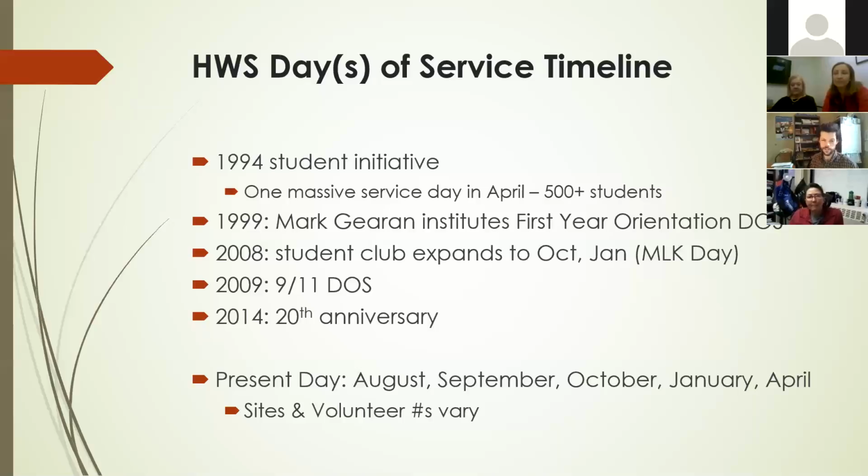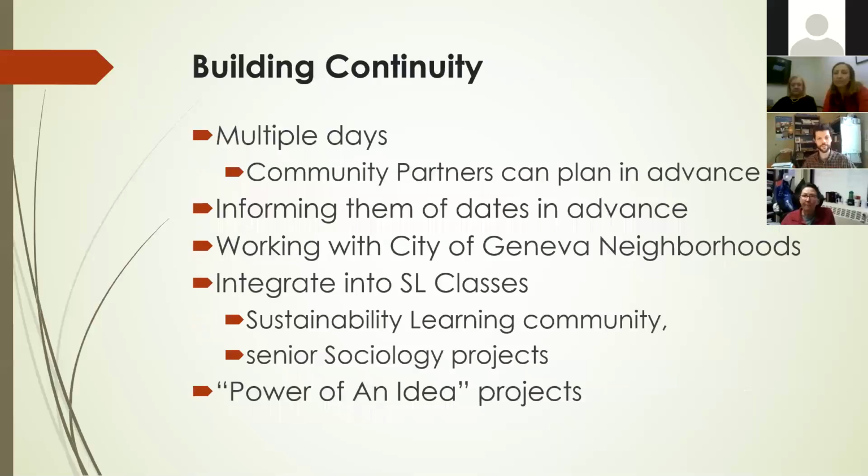But to give you a sense of scope, we have an enrollment of 2,200 students. And in October and April, it's usually about 15 to 20 sites, maybe 200 to 250 volunteers. MLK Day is small, it's probably 40 or so. And then in August, it's the whole first year class. So that's 700 usually, which is a lot of fun to plan, let me tell you.